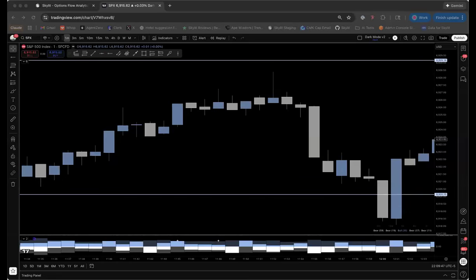Possible tariffs upon Canada. Yeah, I think the market could be pretty red on Monday. I mean, weekend Wall Street is down pretty bad right now, I think.